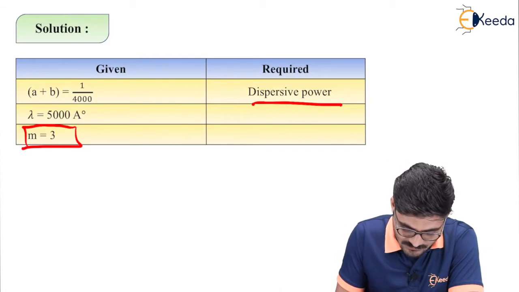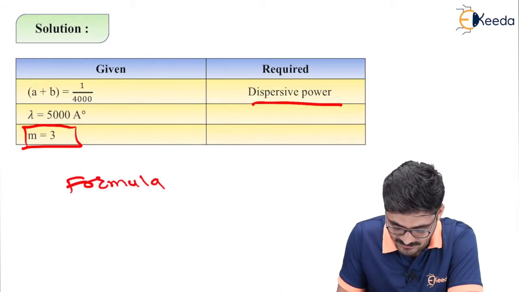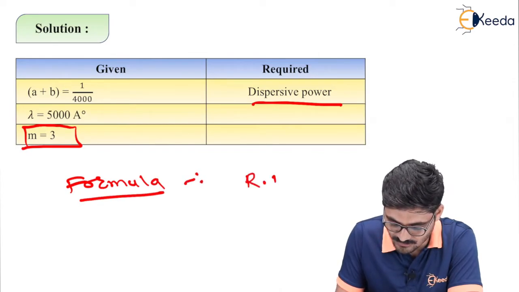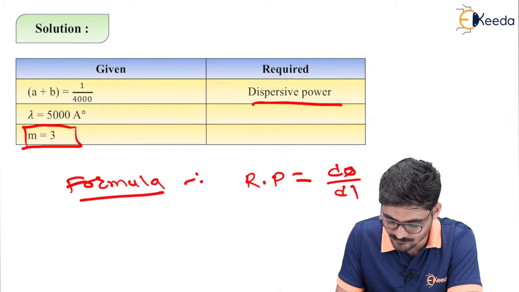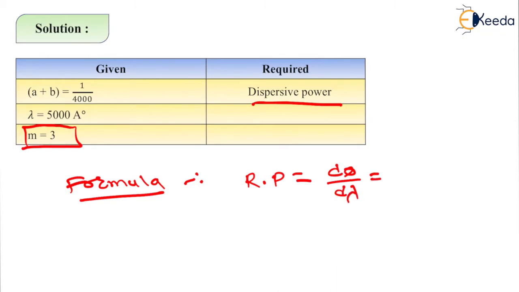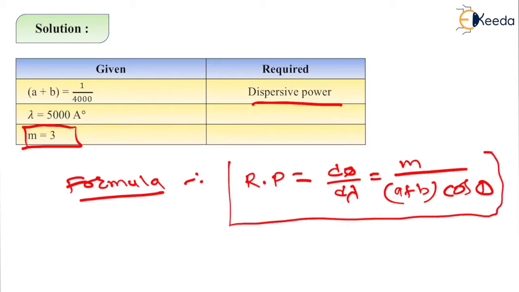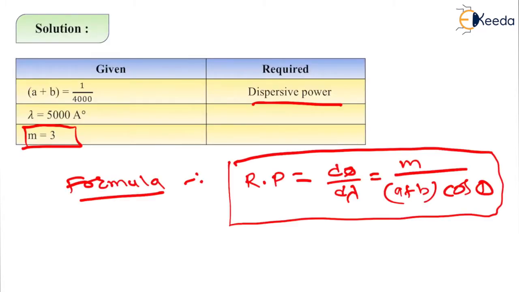So what is the formula? Let's understand the formula first so that we can arrange the equation. The formula is resolving power, either d theta upon d lambda, or it is m upon A plus B into cos of theta. This is the formula for resolving power. In the formula section I had revised that resolving power has to be calculated like this. So from the formula what we understood is we must have m. So m is given directly. We must have A plus B, that can be calculated directly, but we don't have theta.